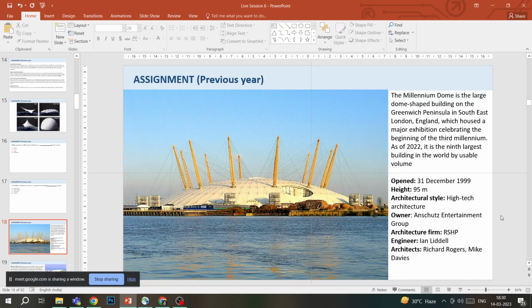The height of the entire dome is 95 meters. The architectural style used in this dome is high-tech architecture. The owners of this building are Anschutz Entertainment Group. The architectural firm was RSHP. The architects were Richard Rogers and Mike Davies, and the engineer was Ian Liddell. So this is how the Millennium Dome looks, and you can see how there are various masts going up and how those cables are tensioned and they're holding the surface of the dome together.